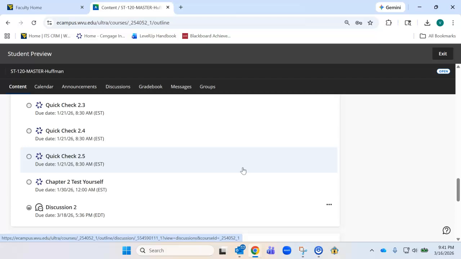So you can schedule those with me. I'll be reaching out whenever it comes time to do those, but those will not be administered online. They will be taken in person with me. So we'll be scheduling those as the semester goes on.